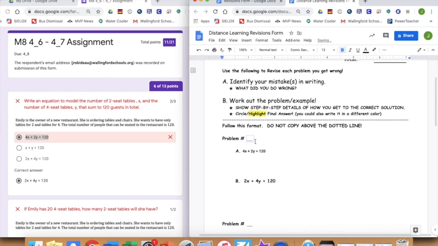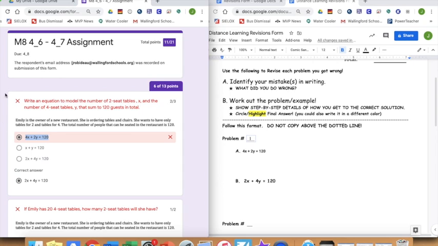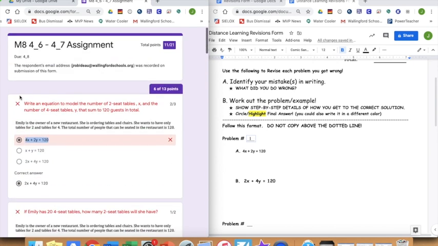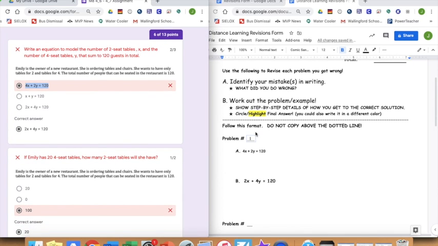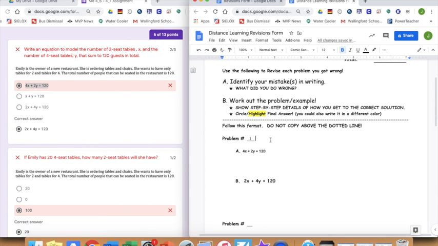And this is problem 1. I know, they don't have problem numbers. Just guess, like 1, 2, 3. If you count down, if you lose count, I'll figure it out. So this is an example of what not to do, okay? This is a great way to get 0 points back.